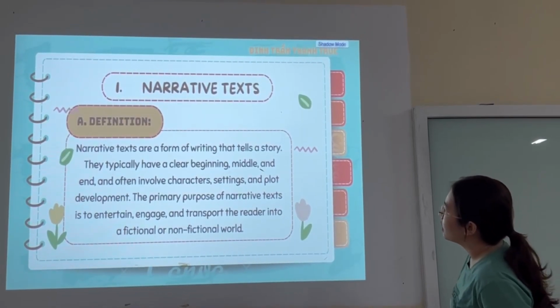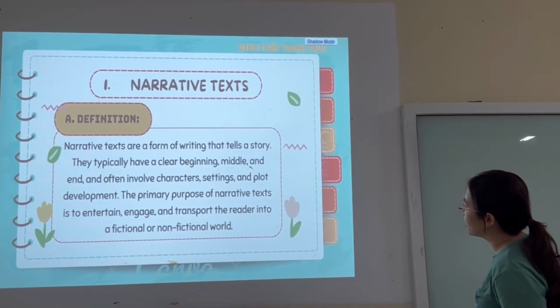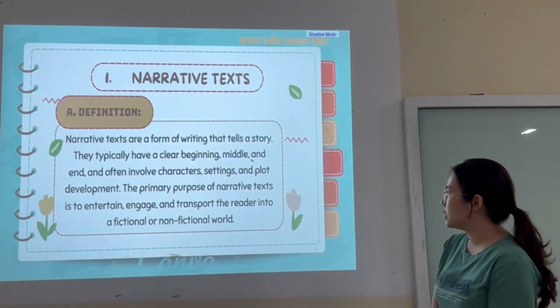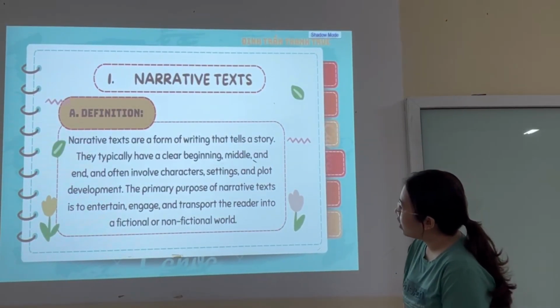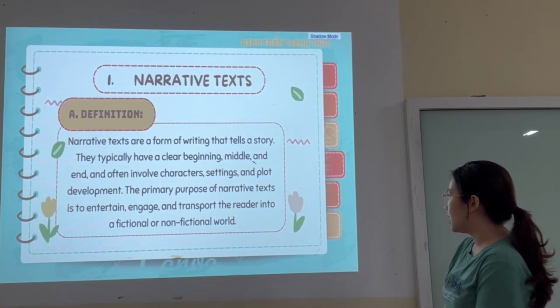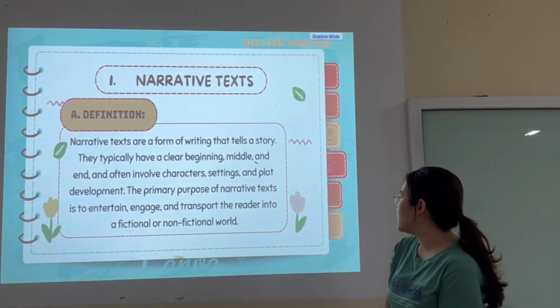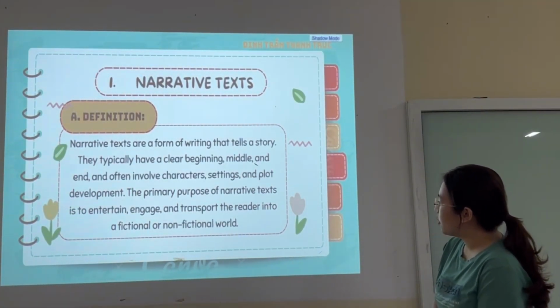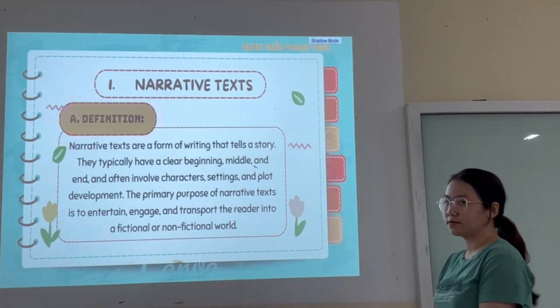Definition of narrative text. Narrative texts are a form of writing that tells a story. They typically have a beginning, middle, and end, and often involve character, setting, and plot development. The primary focus of narrative text is to entertain, engage, and transport the reader into a fictional or non-fictional world.